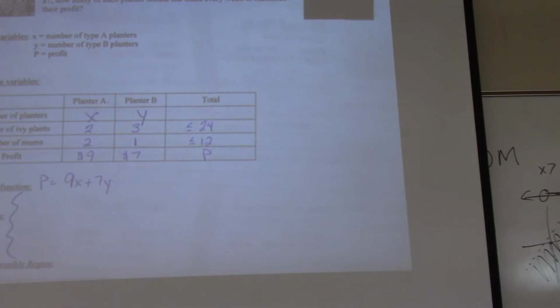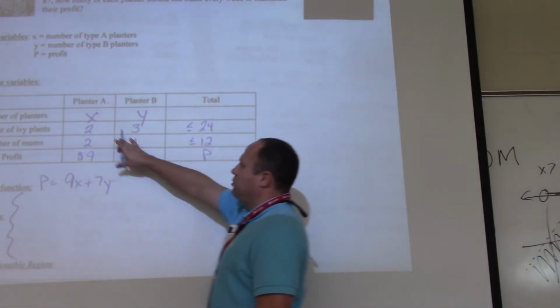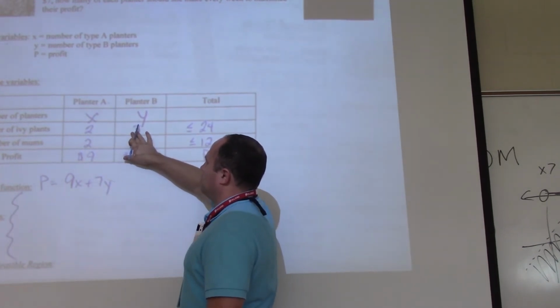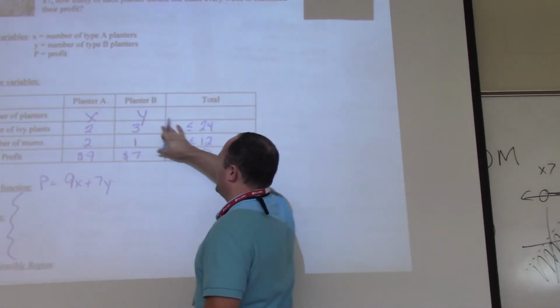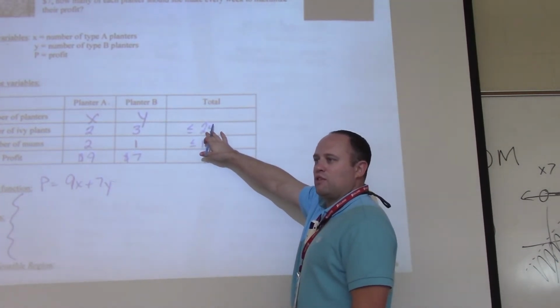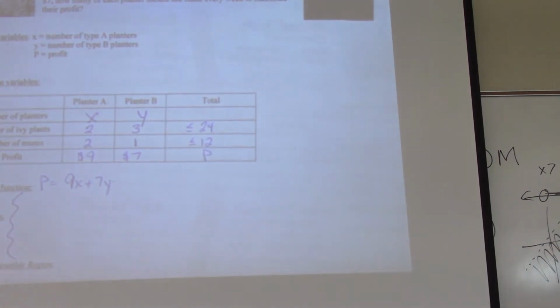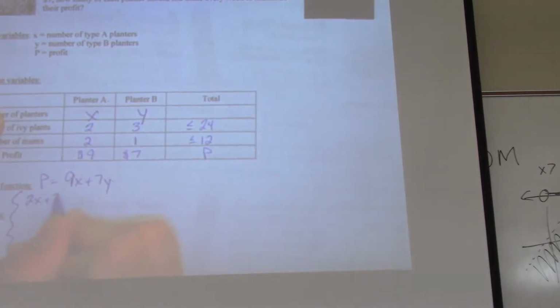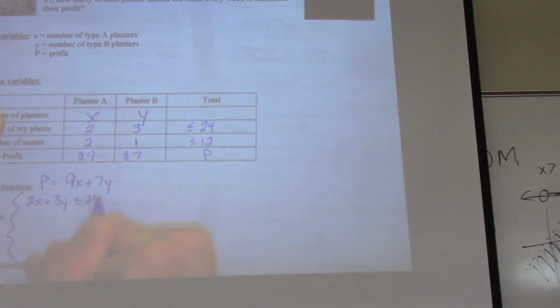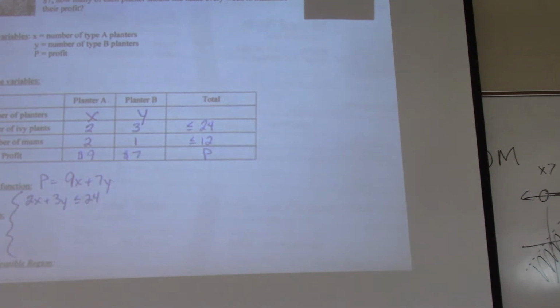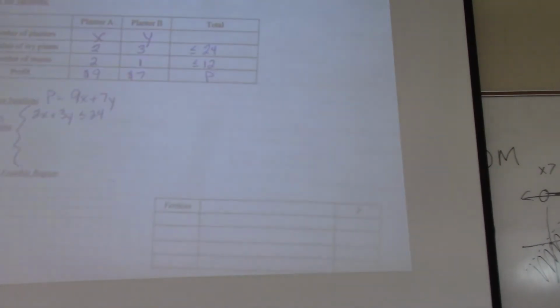Anybody think they see it? I bet once I give you the first one, you'll be able to do it from now on. You divide it? It is even easier than that. It is literally given to you right here. I have 2 ivy plants in planter A, plus 3 ivy plants in planter B, and combined, it cannot exceed 24 ivy plants. Okay. How do I say that mathematically? Well, simple as this. 2x plus 3y is less than or equal to 24. Move this up just a little bit here.